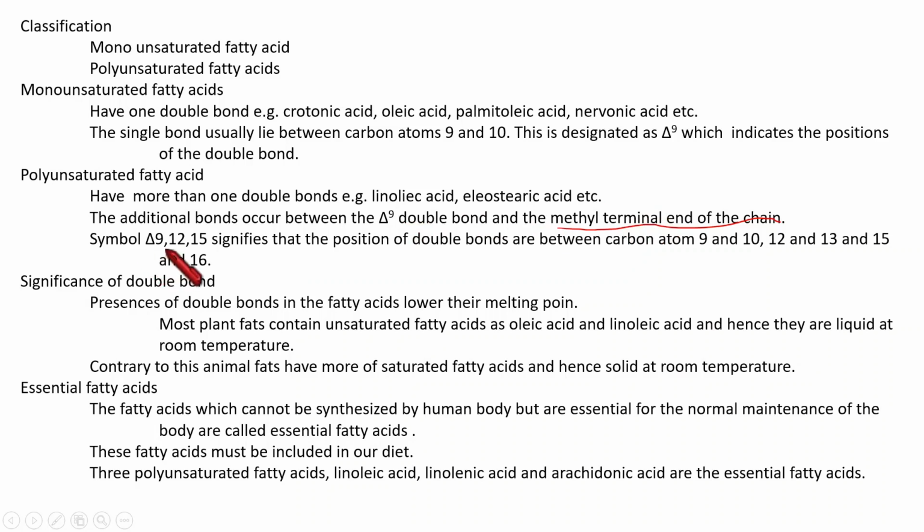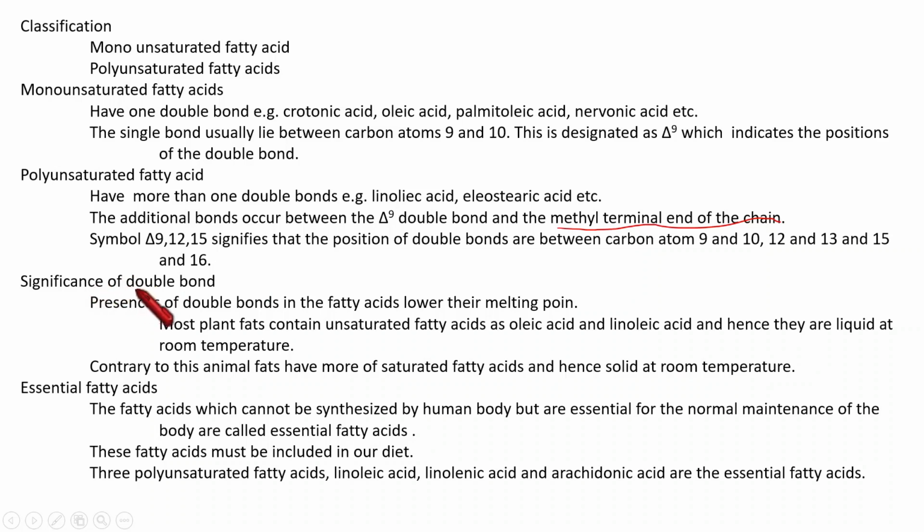Then the successive double bonds we can represent in this way, and from this indication we can understand that the first bond is between the 9th carbon and the 10th carbon, and the second bond is between the 12th carbon and the 13th carbon, and the third double bond is between the 15th carbon and the 16th carbon. So this is the way we can represent the position of the double bonds.